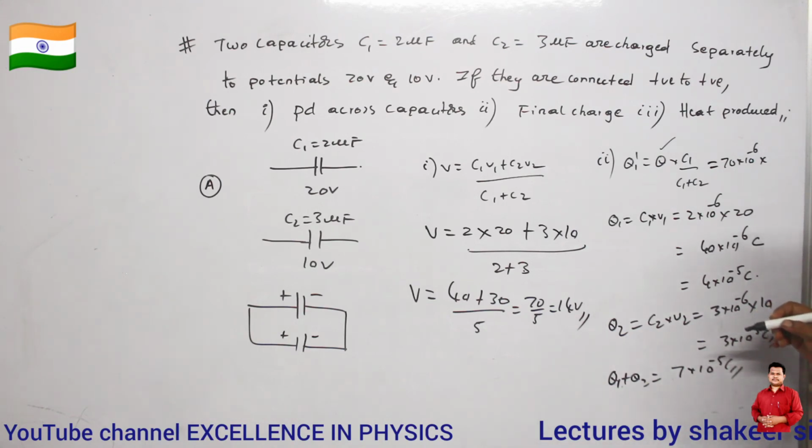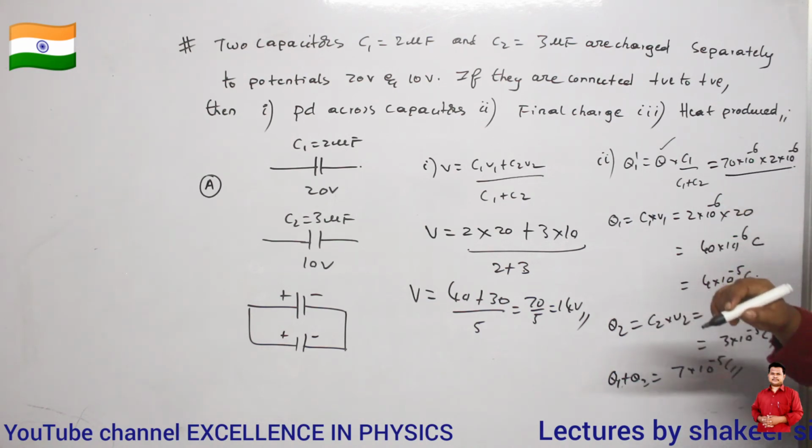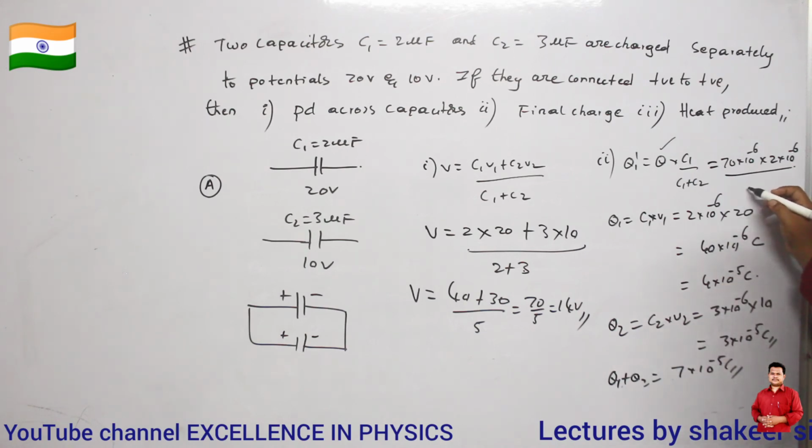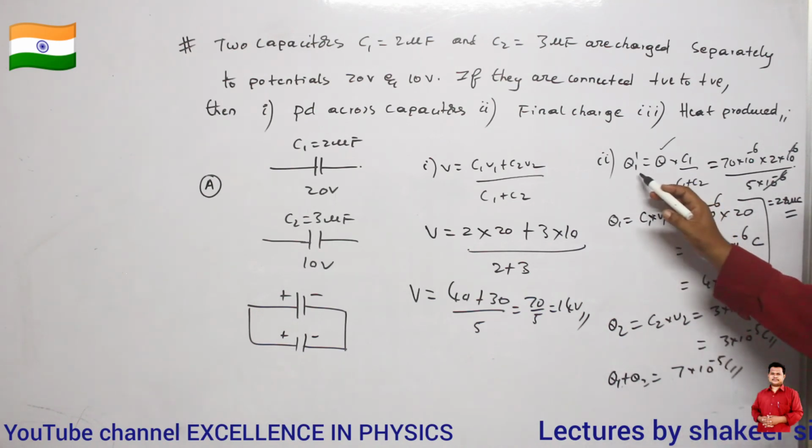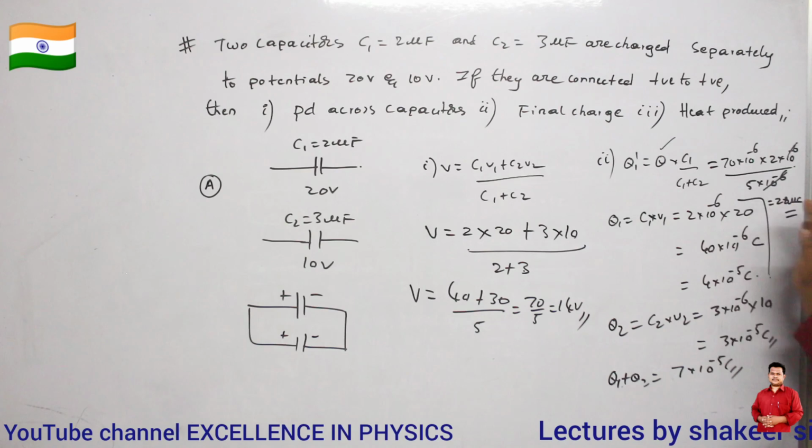So C1 is how much? C1 is 2 into 10 power minus 6, divided by C1 plus C2. C1 plus C2 is 2 plus 3, 5 into 10 power minus 6. So 10 power minus 6 and 10 power minus 6 get cancelled. Therefore 14 2s are 28. So 28 microcoulombs of charge. Clear? So that is the final charge which is present on the first capacitor.